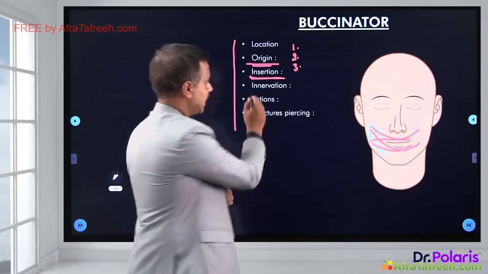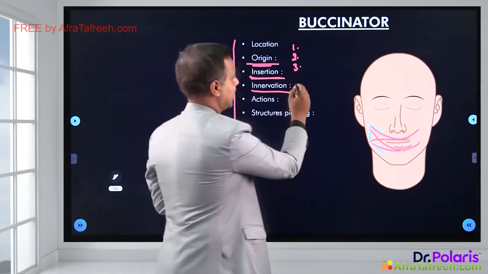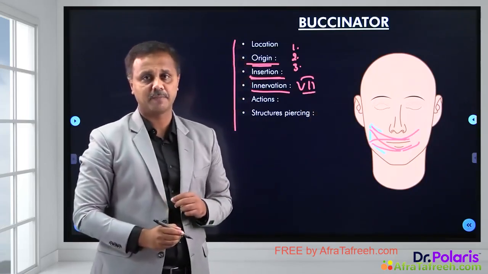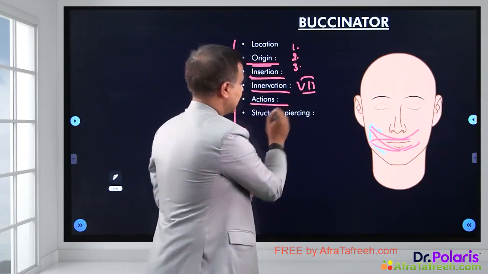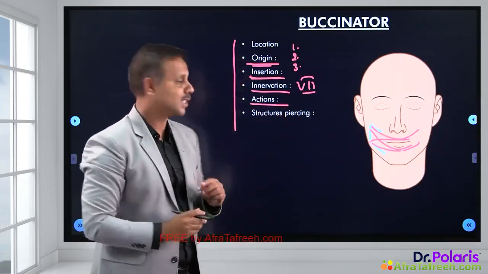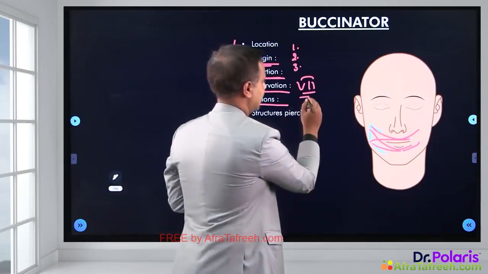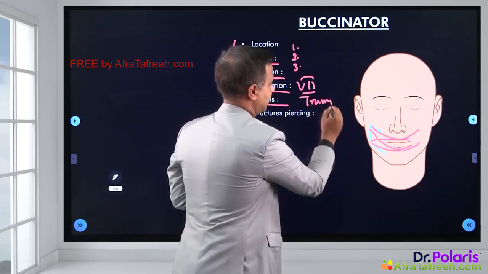Right? Innervation supplied by or innervated by the 7th cranial nerve or facial nerve. What about the actions? Actions of buccinator muscle is, it is also known as trumpeter's muscle.